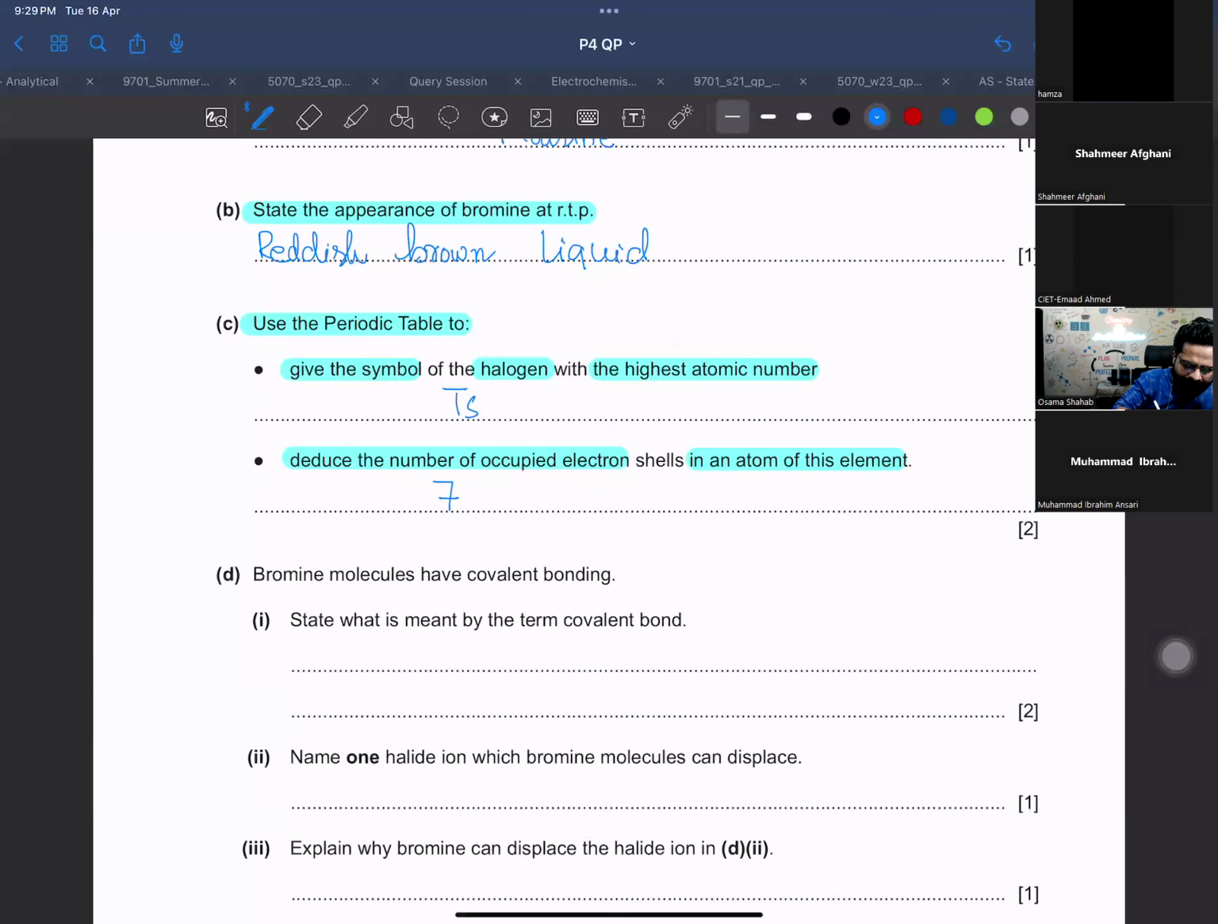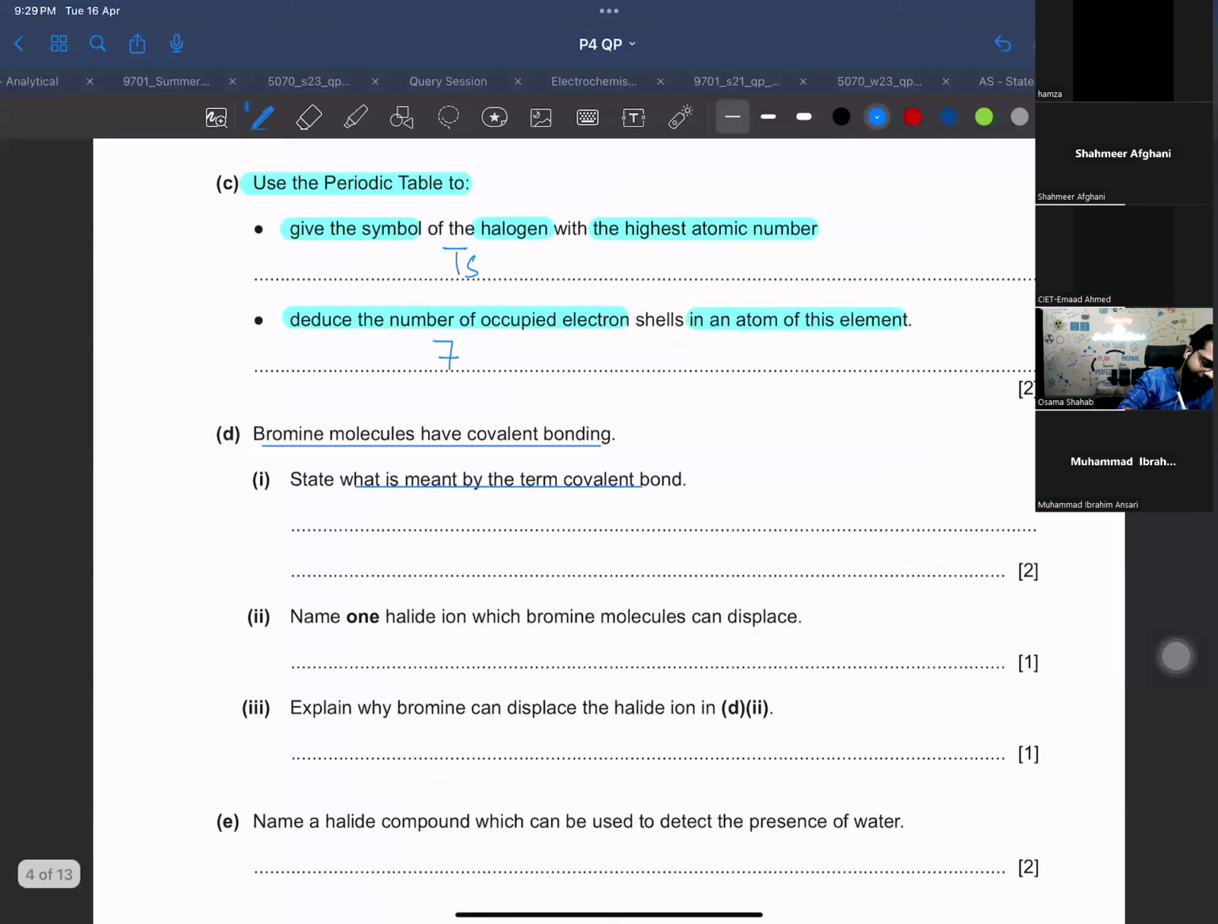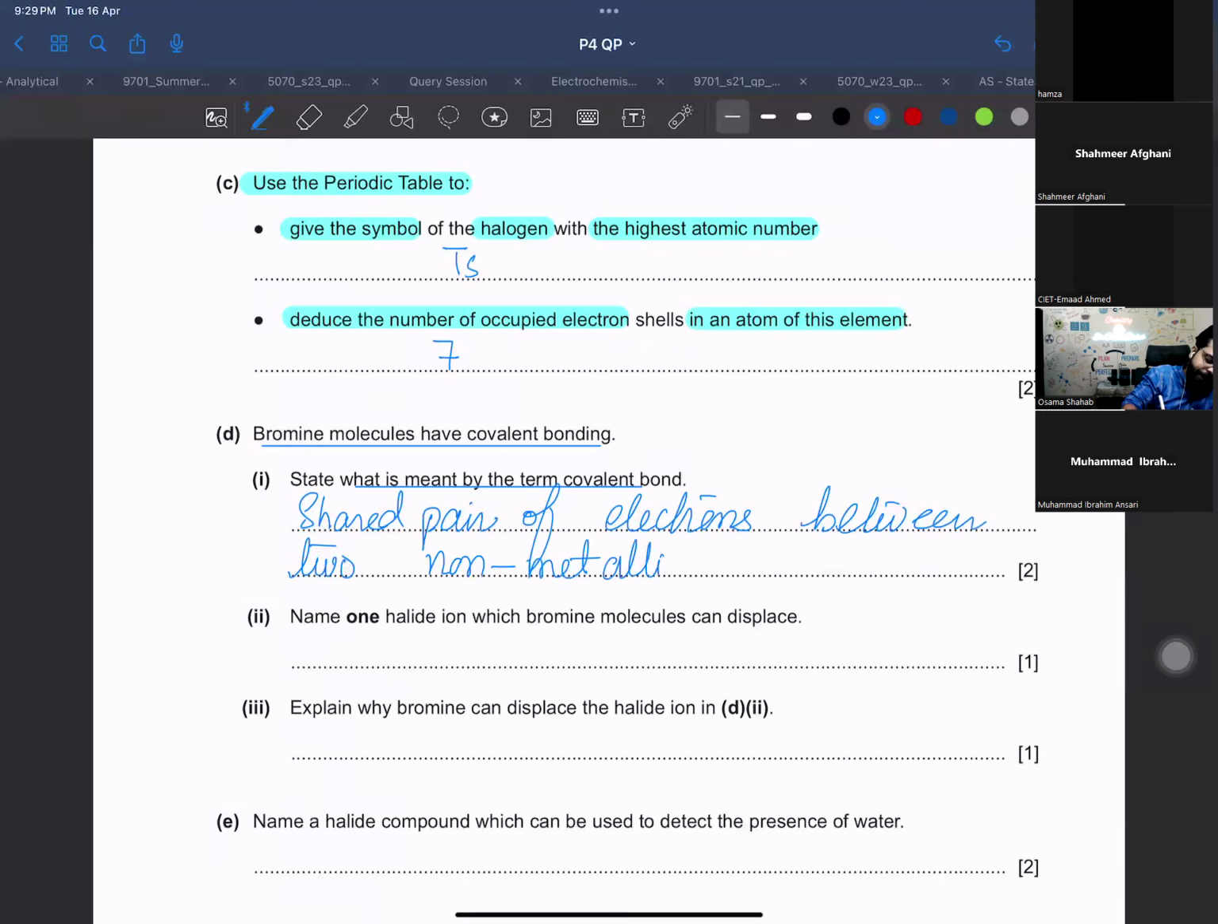Then bromine molecules have covalent bonding. What is meant by the term covalent bonding? What is covalent bonding? This is a shared pair of electrons between two non-metallic atoms. This is what simple covalent bonding means.